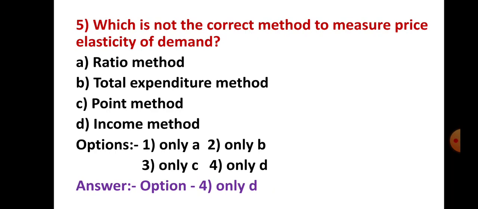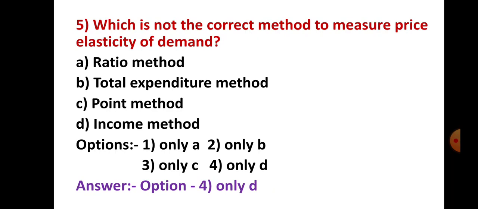And here they given 4 options: A, ratio method; B, total expenditure method; C, point method; D, income method. You have to choose any one option, that is your answer. Let us see which is not the correct method to measure price elasticity of demand.